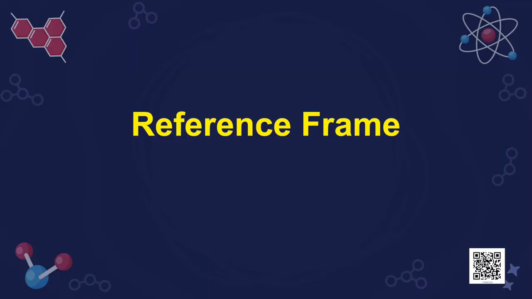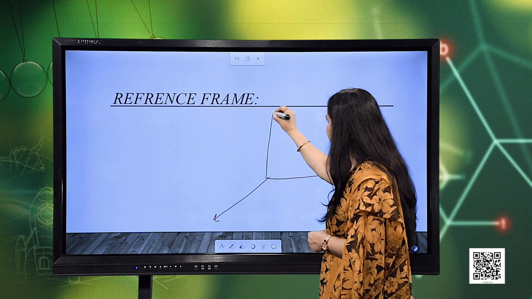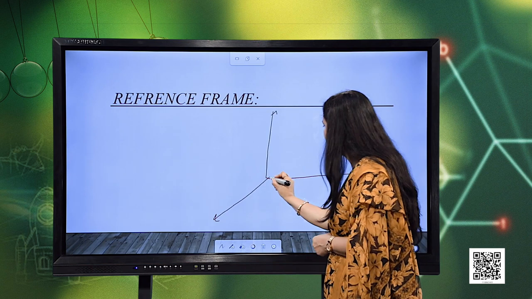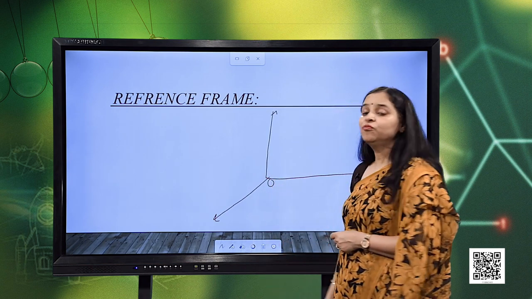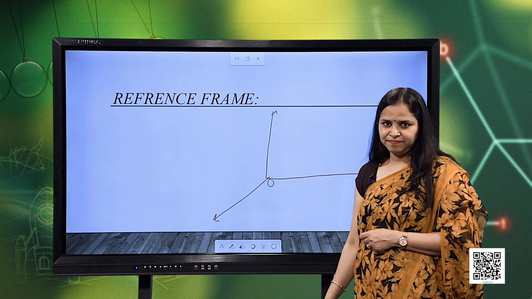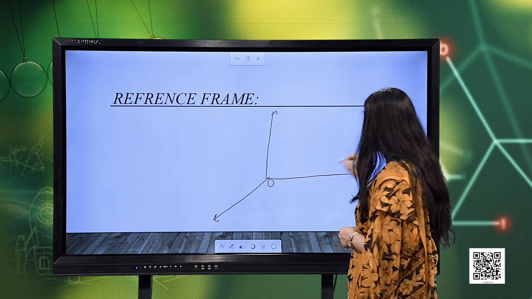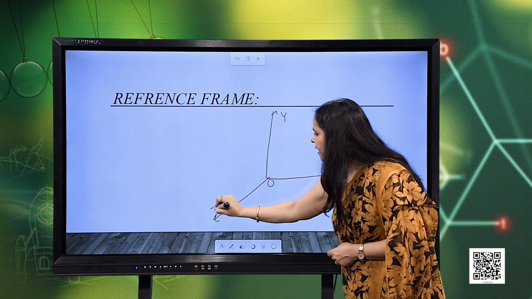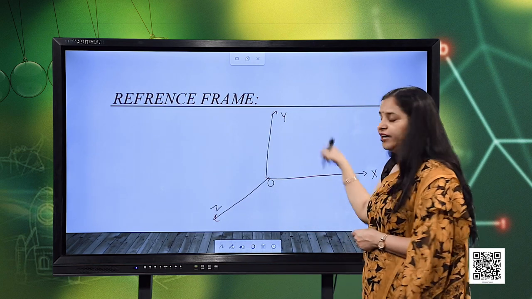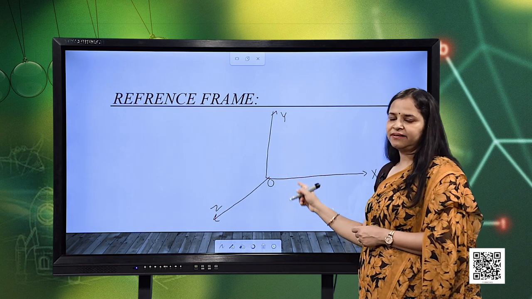Now, for convenience, we consider as a reference frame three mutually perpendicular axes intersecting at a point O, and this point O is called the reference point or the origin of the reference frame. These are the x-axis, y-axis and z-axis. These three axes are mutually perpendicular and intersect at point O, which is termed the origin.